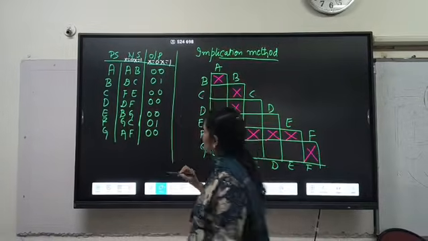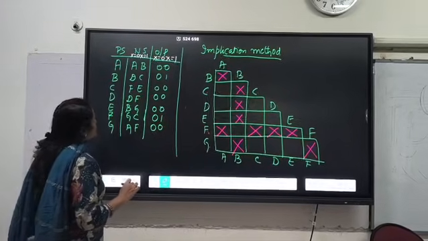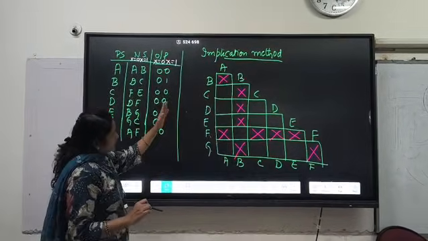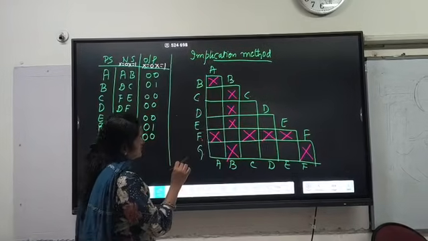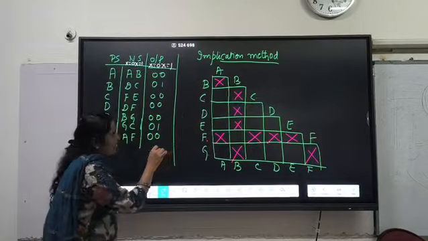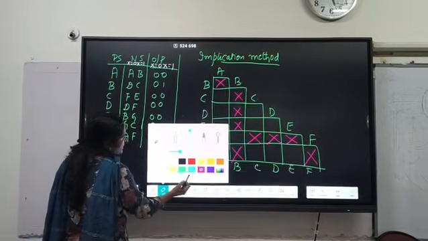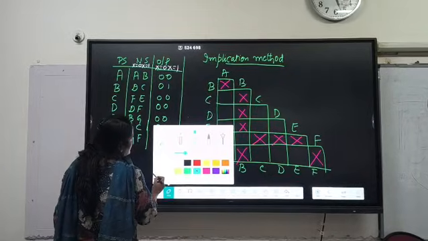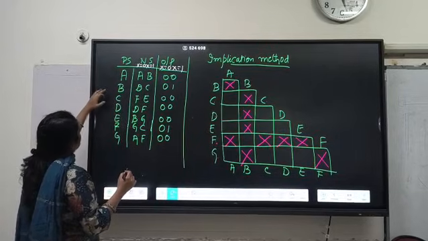Okay, our first step is done. What is our second step, what are we supposed to check for? Now we have done the first step, where we have marked all the cells where the outputs are not matching. Now we will mark the transitions.